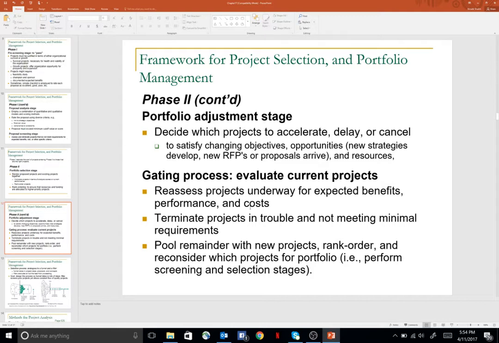Okay, and a gating process is to just look at what projects we have currently and to assess whether or not we need to continue. Are the benefits in line with the organization? Are we deviating from that objective? Are we over budget, behind schedule? Is it creating reputation risk? We talked about that. So this is something that we have to do for all our projects, right? Not just one project, but really the entire portfolio of projects.